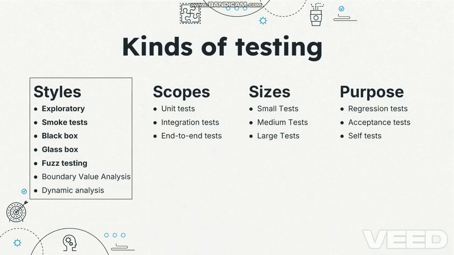After that, boundary value analysis. In boundary value analysis, we test the program's limits by using values at the edges, like seeing if an app handles the smallest or largest number you enter. And in dynamic analysis, we test how the software runs in real time, observing its behavior, like checking the car engine while it's running.